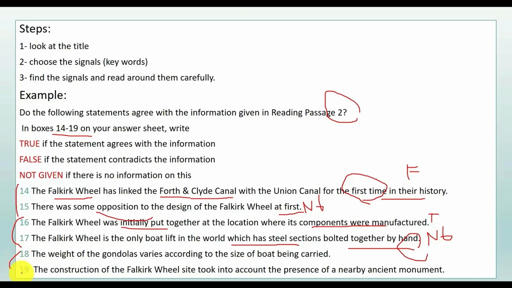Now let's go to our last set of questions. The weight of the gondolas varies according to the size of boat being carried. Okay, it's about the weight of gondolas. The construction of the Falkirk wheel site took into account the presence of a nearby ancient monument. Okay, an ancient monument and the weight of gondolas.